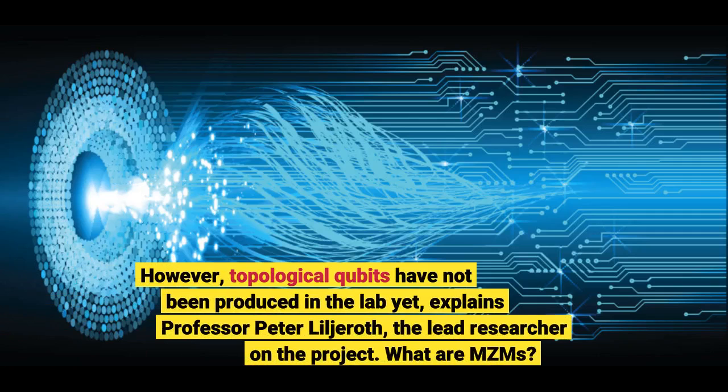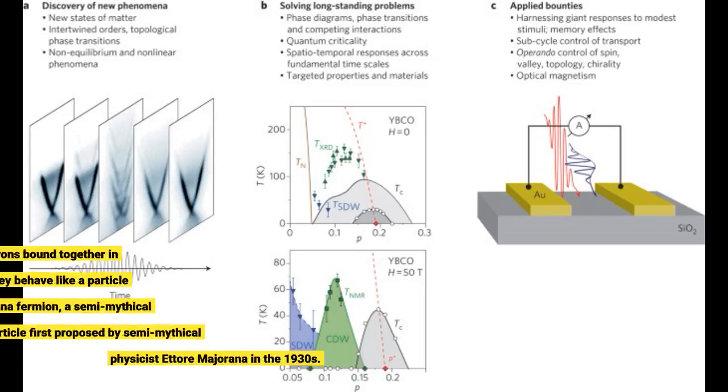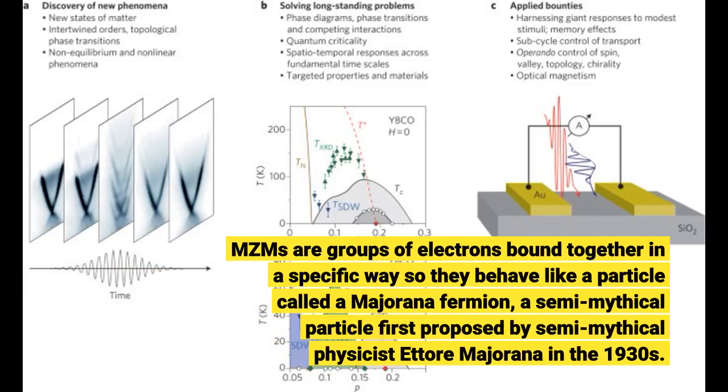However, topological qubits have not been produced in the lab yet, explains Professor Peter Liljeroth, the lead researcher on the project. What are MZMs? MZMs are groups of electrons bound together in a specific way so they behave like a particle called a Majorana fermion, a semi-mythical particle first proposed by semi-mythical physicist Ettore Majorana in the 1930s.